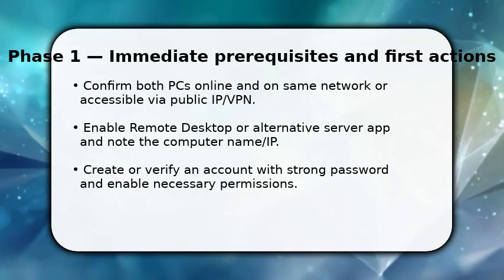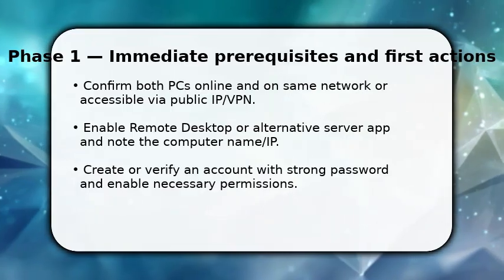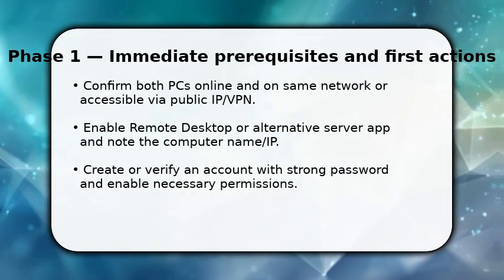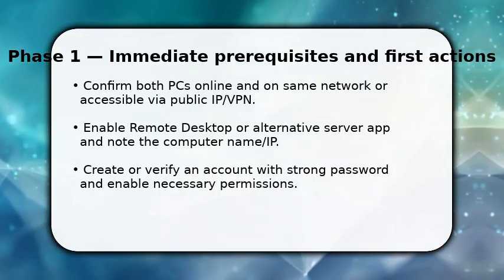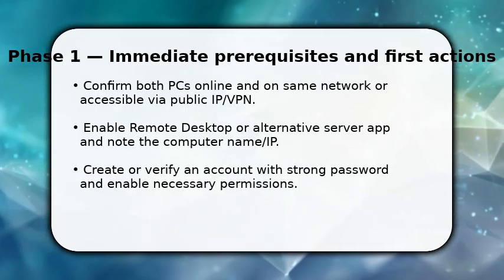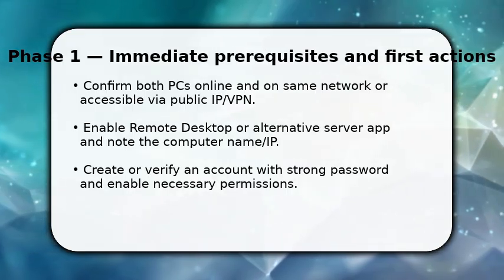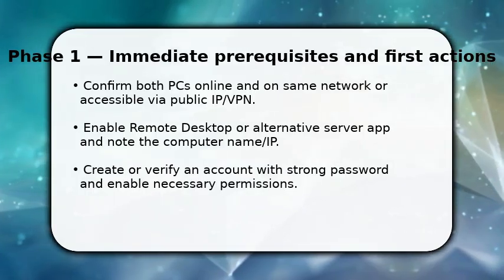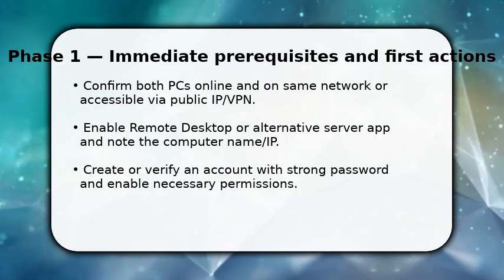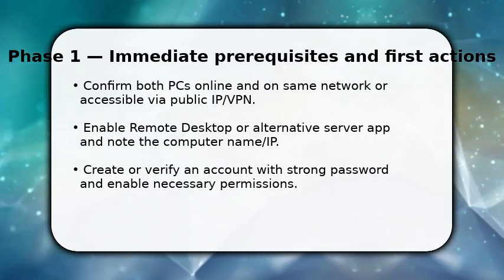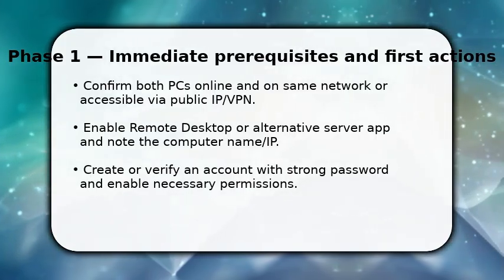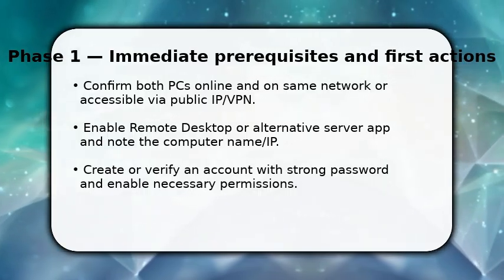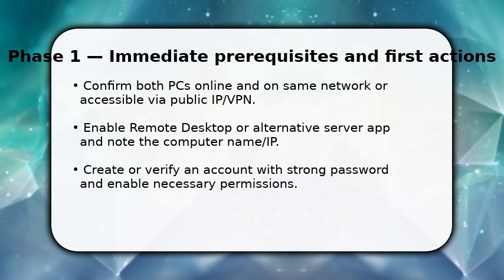You begin by confirming prerequisites. Both machines must be online and reachable, whether on the same LAN or through a VPN. Next, enable the remote desktop server or your chosen app on the host and write down its computer name or public IP. This is how you will connect. Create or verify a user account with a strong password and explicitly grant remote access permissions to that account. Once done, keep the host awake and disable sleep, otherwise connections drop unexpectedly.